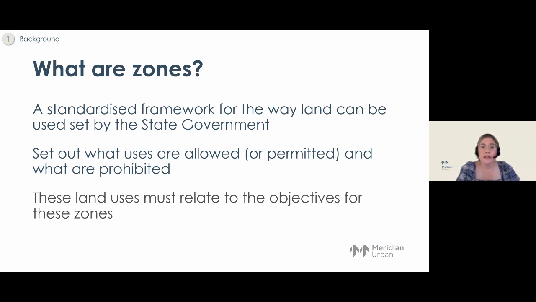The land uses must relate to the objectives of those zones. There are different zones that can be used depending on the intent of that land, such as rural zones, residential zones, commercial zones, industrial zones, recreational zones, waterway zones, and conservation zones. Tonight, we are discussing the conservation zones.